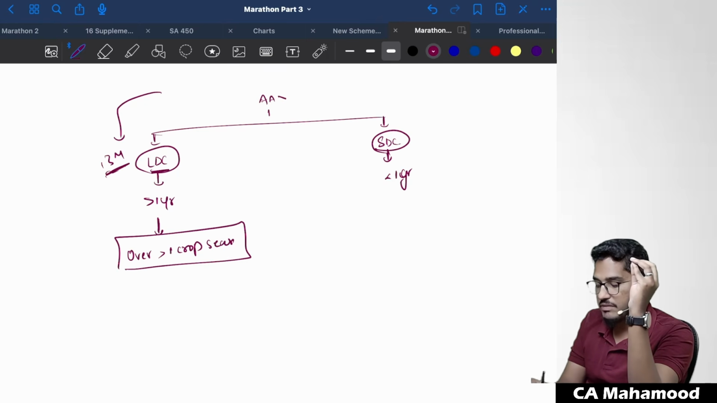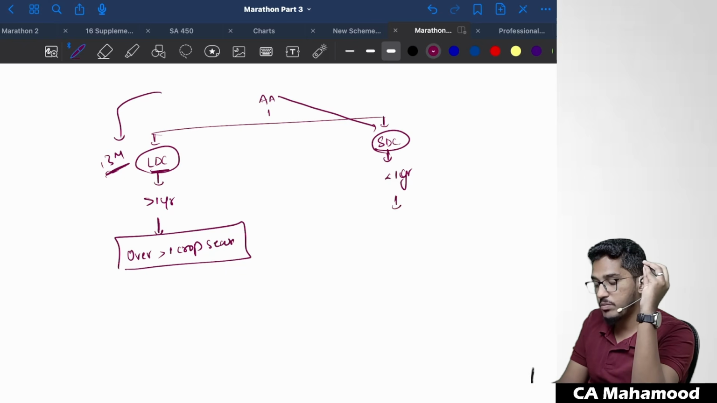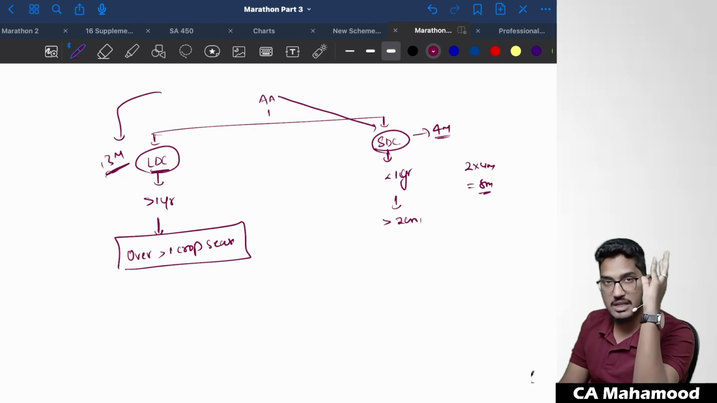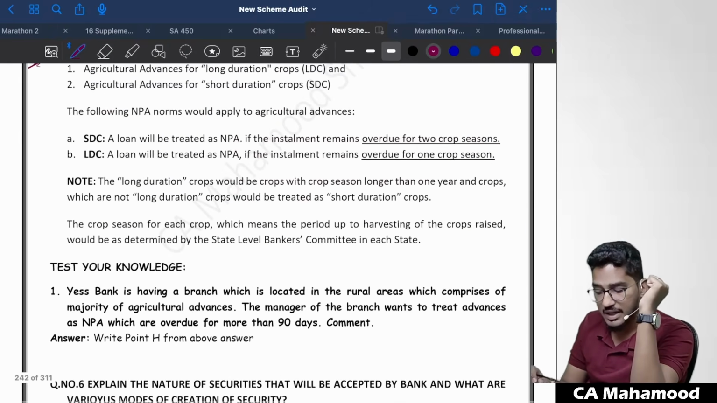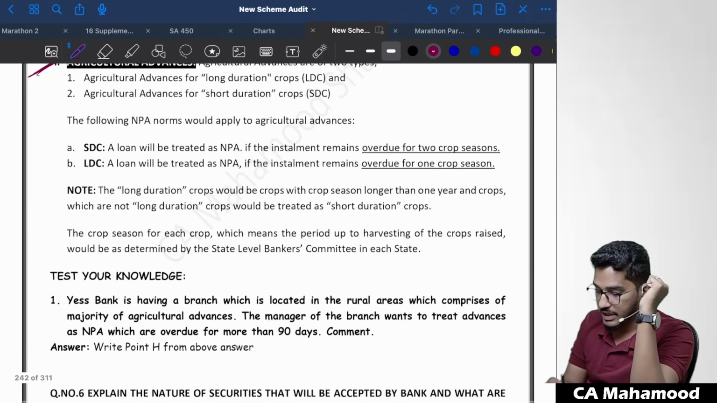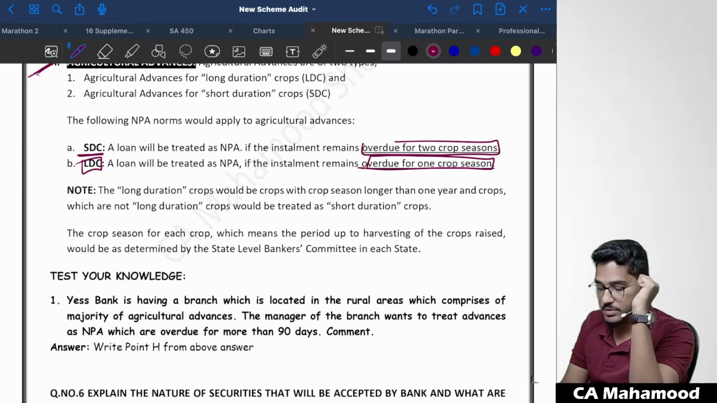then only it will be classified as NPA. On the other hand, if the banker has given loan for short duration crops, that will be classified as NPA only when it remains overdue for more than 2 crop seasons. For example, if a certain crop is taking 4 months of duration, then that loan will be classified as NPA if it remains overdue for 2 times of the crop season. That is, if it remains overdue for more than 8 months, then only it will be classified as NPA. So the NPA norms are a bit different in the case of agricultural advances. Clear, everybody? For short duration crops, a loan will be treated as NPA if the installment remains overdue for more than 2 crop seasons, whereas for long duration crops, it will be treated as NPA if it remains overdue for more than 1 crop season.